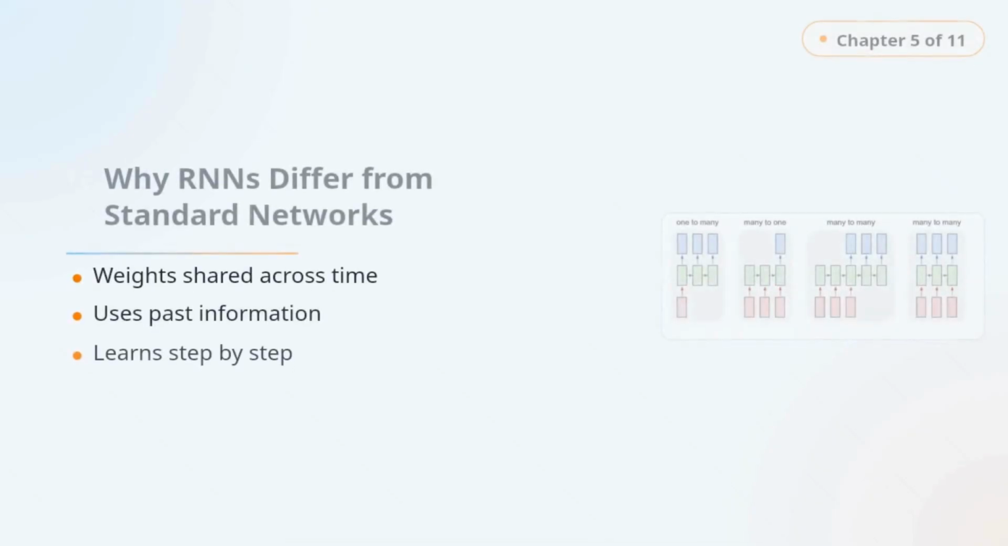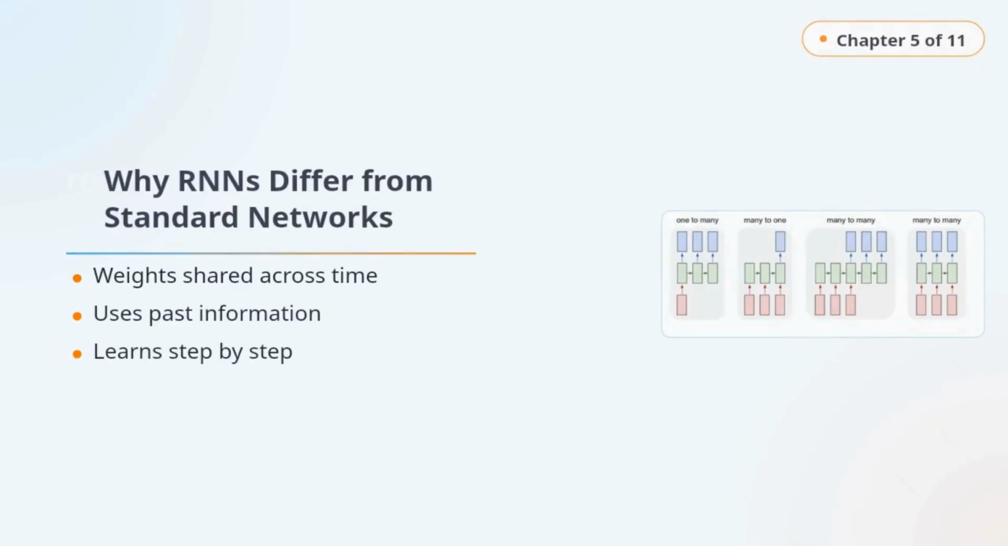Unlike standard neural networks, RNNs share weights across time steps. This is important because the same transformation is applied as the sequence moves forward. Also, RNNs can remember previous inputs, while standard feed-forward networks do not naturally keep that history. So RNNs are better suited when past context matters.